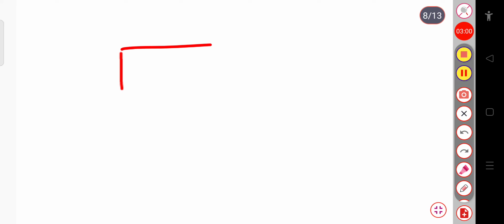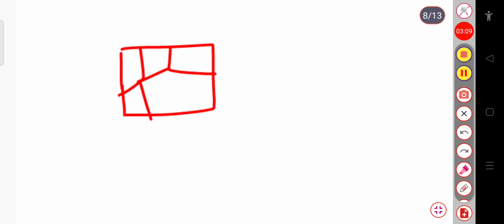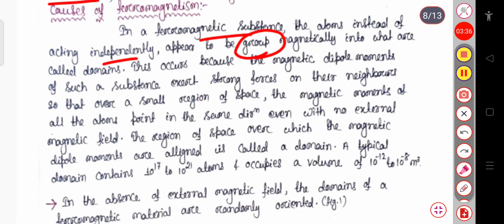Let me draw here. Suppose this is a ferromagnetic material. In some particular region, this is your first region, suppose the dipoles are aligned in this particular direction, then they will form one domain. If in this domain the dipole moments are in this particular direction, they form one region that is called a magnetic domain, or the ferromagnetic material's domain, and so on. So in a ferromagnetic substance, the atoms instead of acting independently appear to be grouped magnetically into what are called domains.